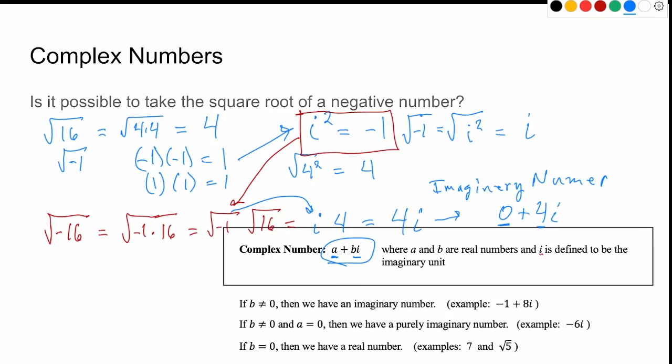So if b is not equal to 0, then certainly we've got an imaginary number, and this would be called a pure imaginary number, like we have down here. This here we refer to as a complex number because it's got an imaginary part and a real part. And if b is ever equal to 0, then it's just a real number. The imaginary part doesn't exist.